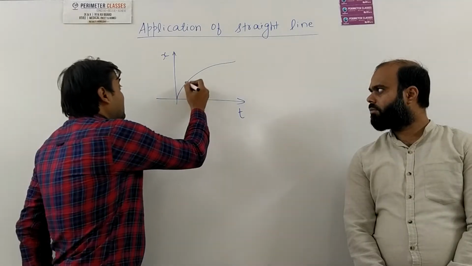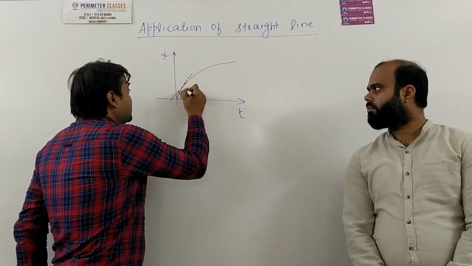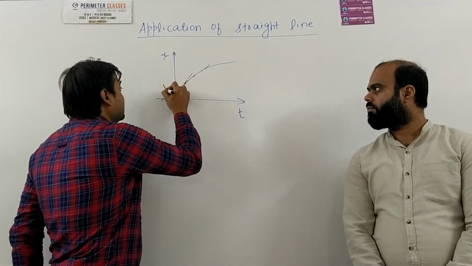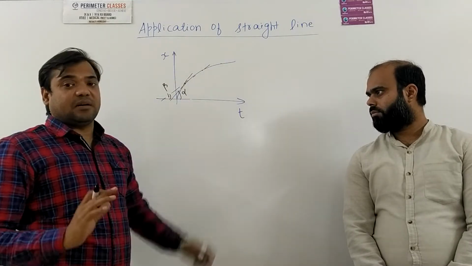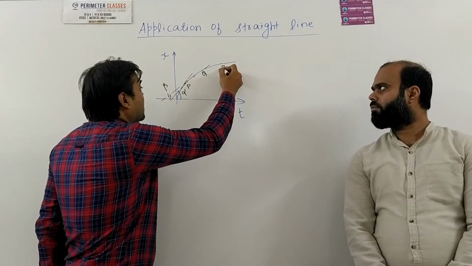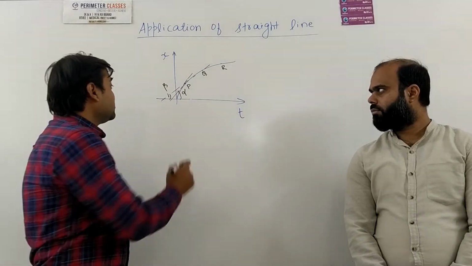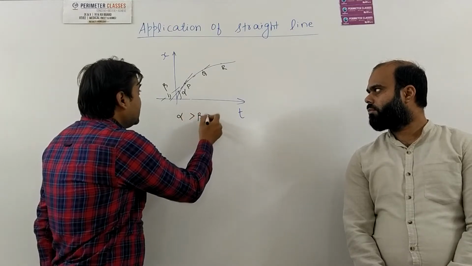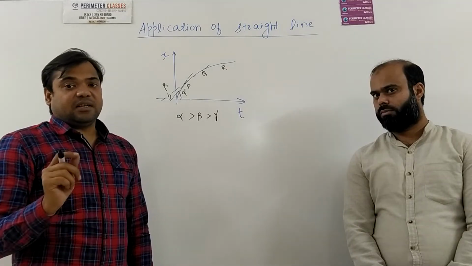Now, as we have learned in the previous lecture, if I draw a tangent here, let us say this angle is alpha. If I draw a tangent here, the angle is beta. If I draw a tangent here, the angle, let us say, is gamma. We can see that as we move from point P to Q to R, the slope of the tangent at a given point is continuously decreasing. That is, alpha is greater than beta, and beta is greater than gamma.